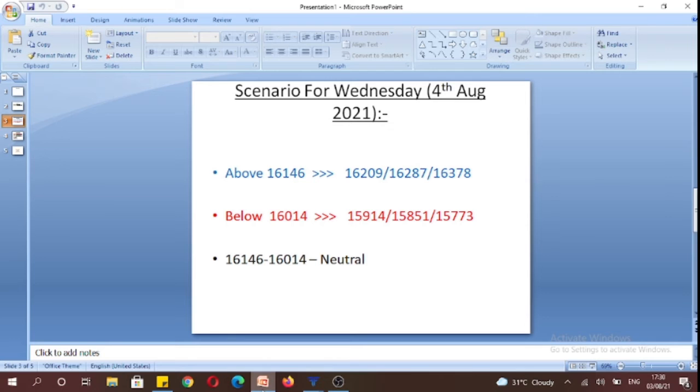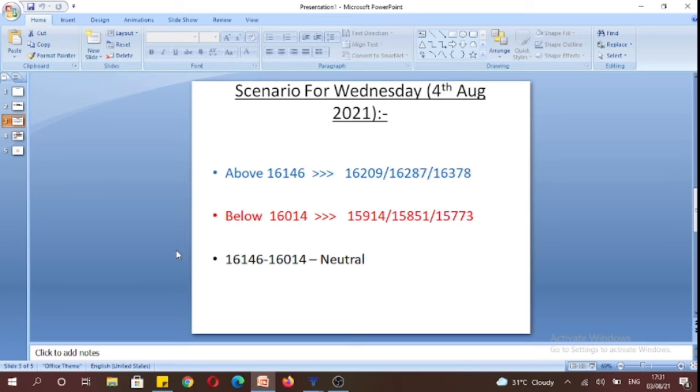So we get the following scenario for tomorrow. Above 16,146, we can potentially trade towards 16,209 levels, 16,287 level, and potentially 16,378 levels. And below 16,014 levels, we can trade towards 15,914 levels, 15,851 levels, and 15,773 level. However, based on the overall open interest data, 16,000 is likely to act as a strong support in the market.